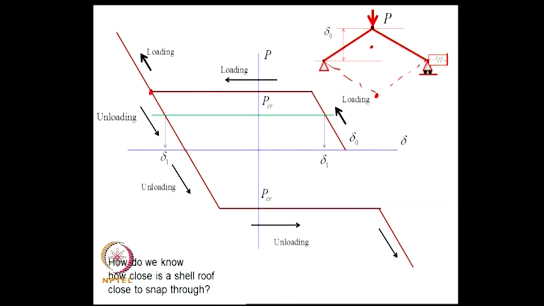So, for example, if we are now dealing with a shell roof structure, suppose it is carrying self weight, wind load, etc. How do we know how close the shell roof is to a snap through? Obviously, we cannot allow snap through in roof structures. So, how do we know the margin of safety against the occurrence of such a phenomenon? This is the type of question that we would be interested in.